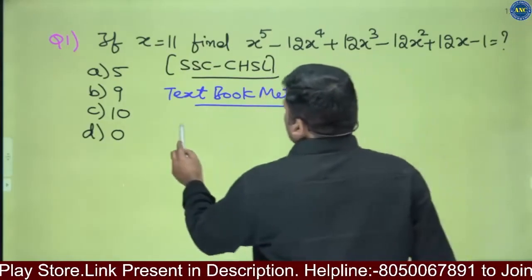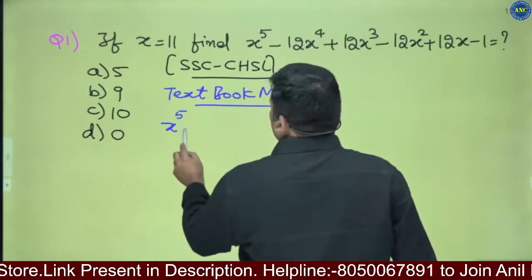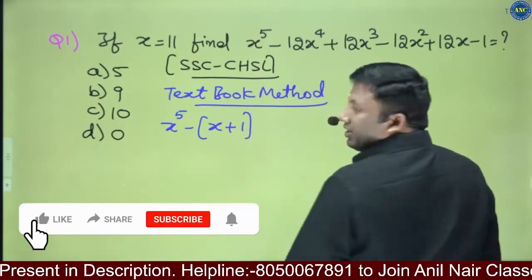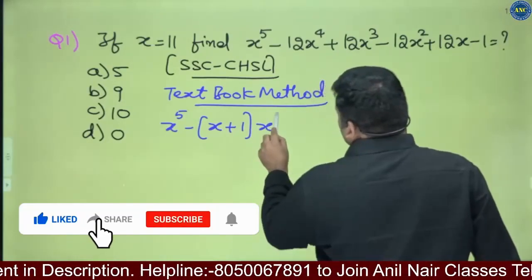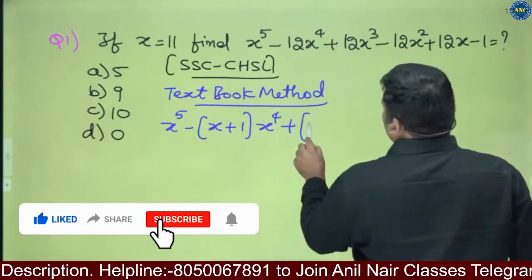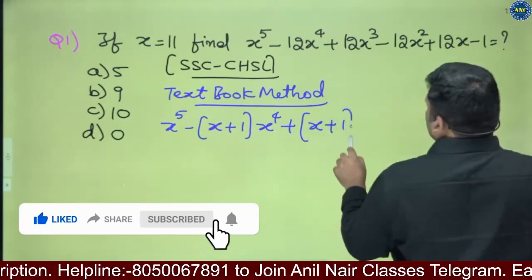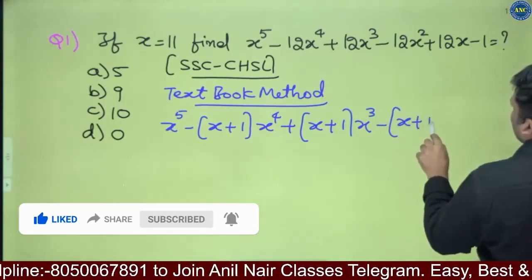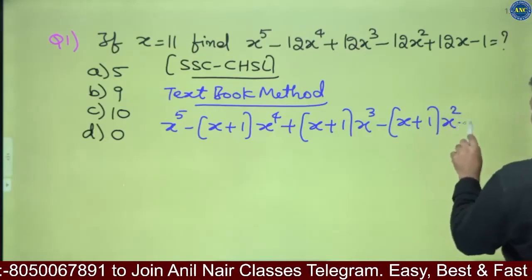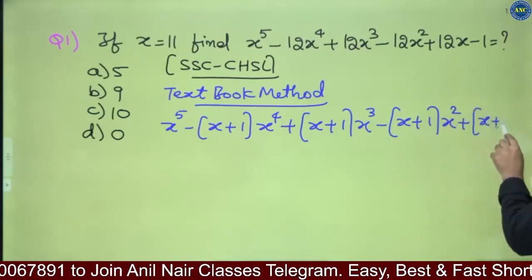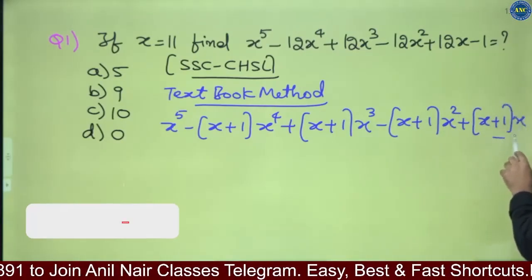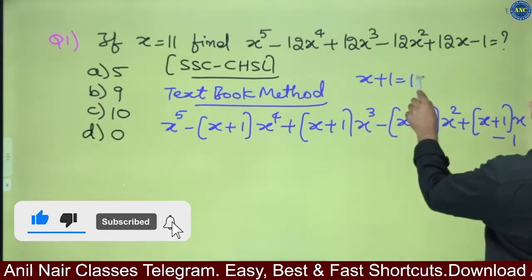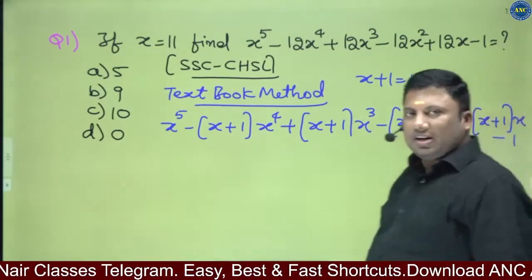So what I will do is, x power 5, wherever 12 is there, I will write it as 11 plus 1, which is x plus 1, into x power 4, plus wherever 12 is there, I will write it as x plus 1 into x minus 1, where x plus 1 is 11 plus 1, which is 12.